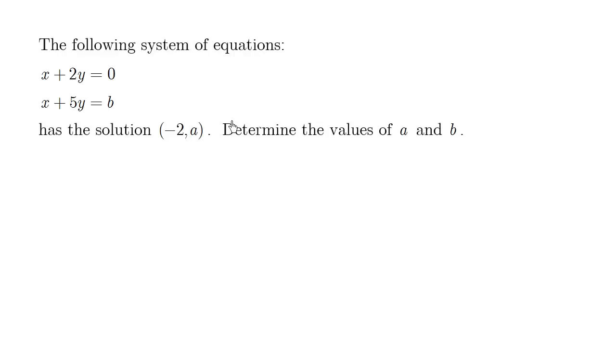Let's take a look at this linear function slash systems of equations problem. What we have here is x plus 2y equals 0 and x plus 5y equals b. This system has a solution (-2, a). Determine the values of a and b.